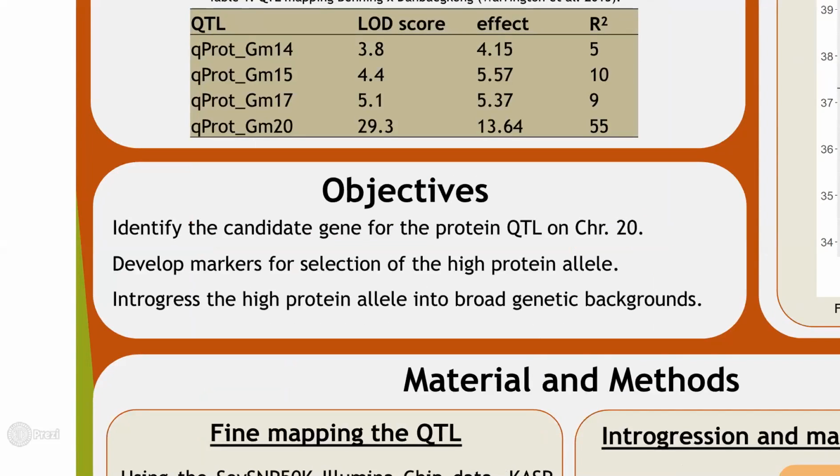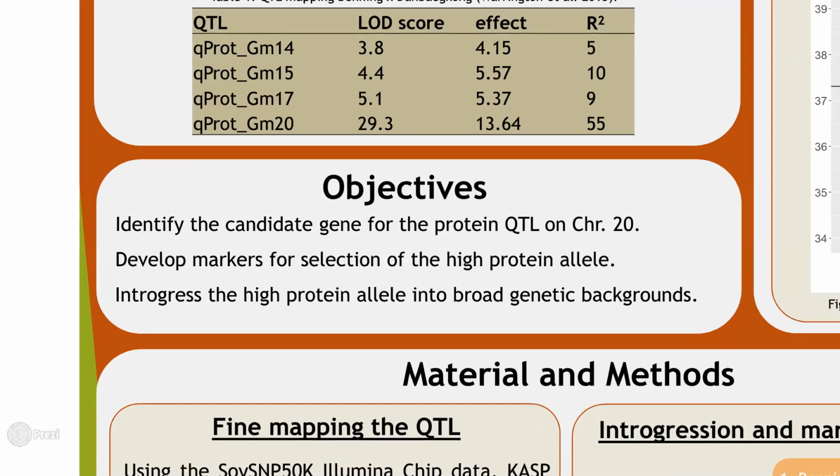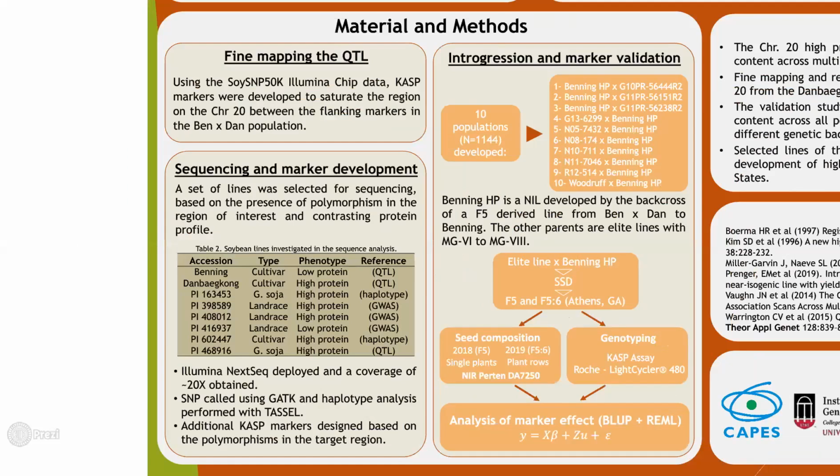So here, in this research, we aim to identify the candidate gene underlying the protein QTL, develop markers for the selection of the high protein allele, and deploy the high protein allele in the breeding program. Our materials and methods are divided in two parts. In the first part, we used SNP data from the USDA germplasm to identify SNPs within the region of the chromosome 20 QTL and increase the marker resolution in the region.